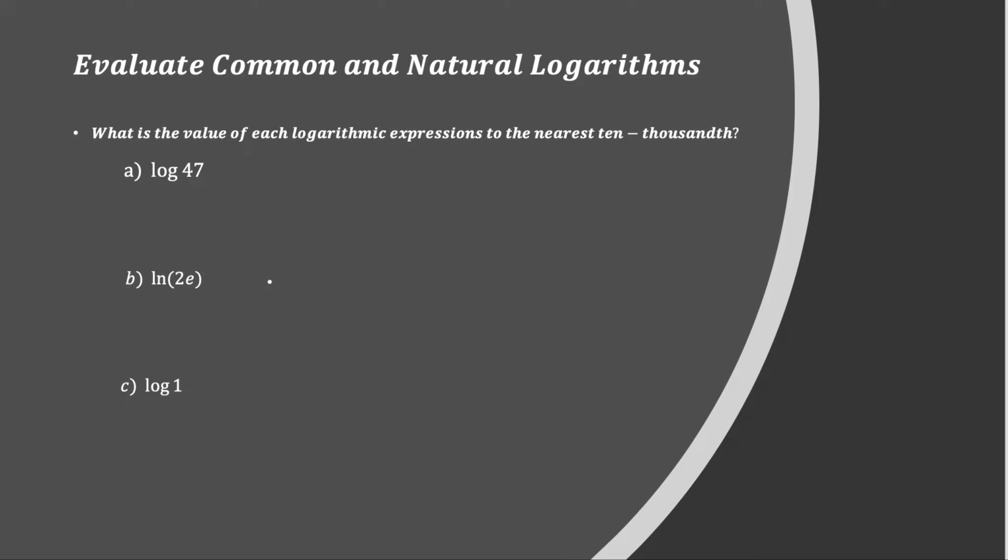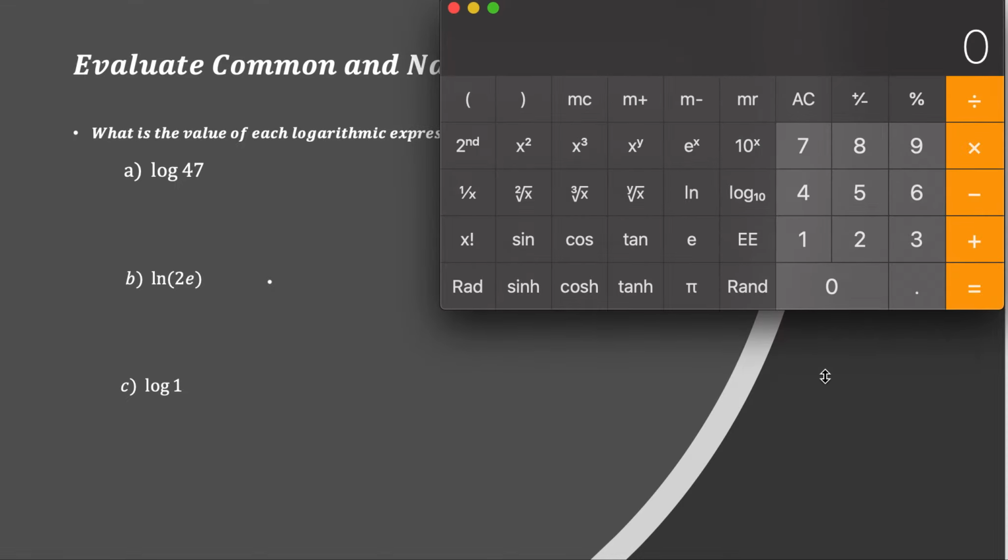It says evaluate common and natural logarithms. What is the value of each logarithmic expression to the nearest 10,000th? So we have log 47. Because here we don't see any base, we already know this is a common logarithm. So let's try to calculate it in a calculator.